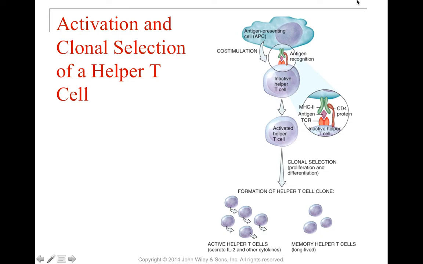But my point is that that takes a little while. Whereas here, if we have these memory helper T cells already, we can bypass that simply by entering into proliferation and differentiation. So we just kind of shoop right in here, which means that we can speed up the immune response the next time that we see that foreign invader.